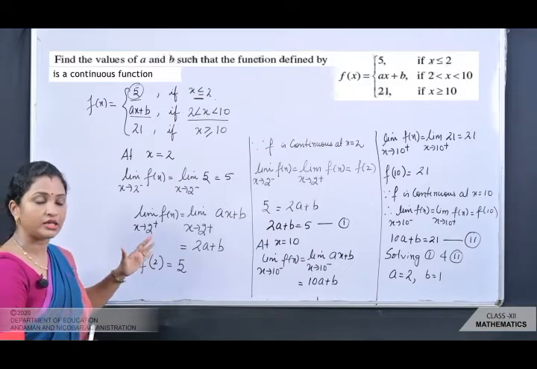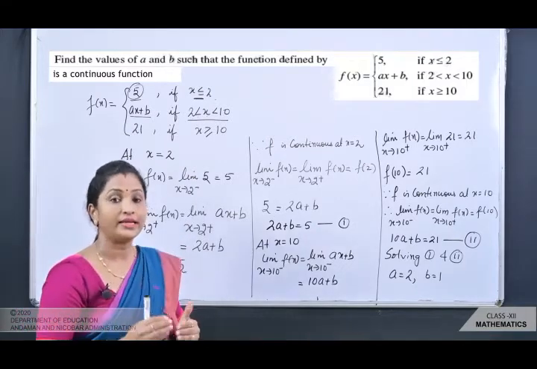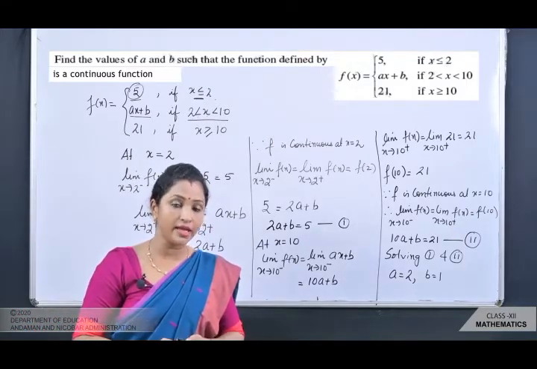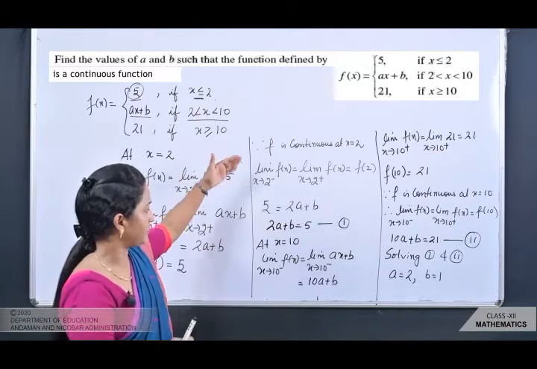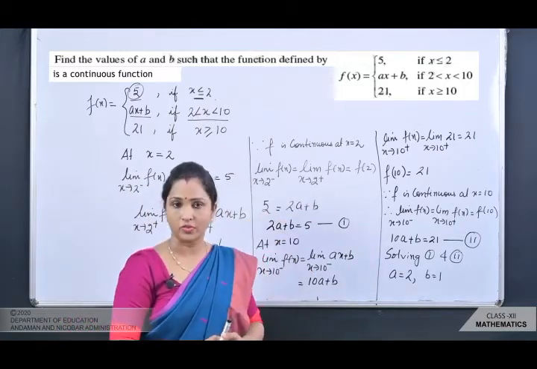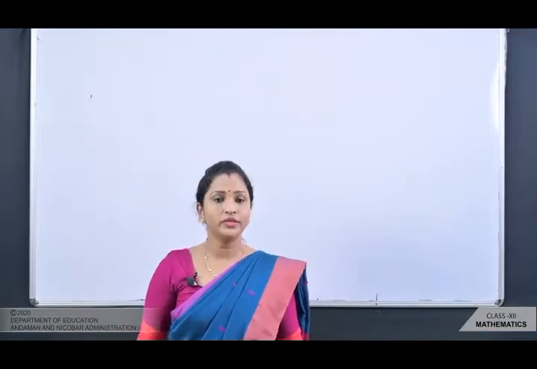The function is given to be continuous, and apply the condition of continuity and find the value of A and B like this. I hope this question is clear to you. Moving on to the next set of questions, that is 31, 32 and 33. All the 3 questions are of the same type.